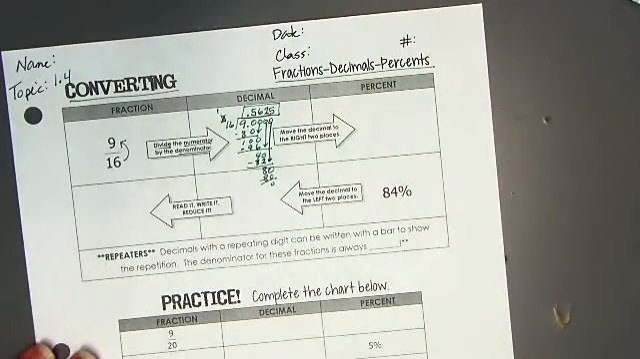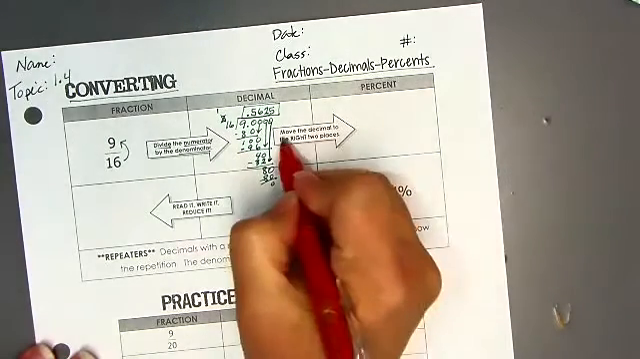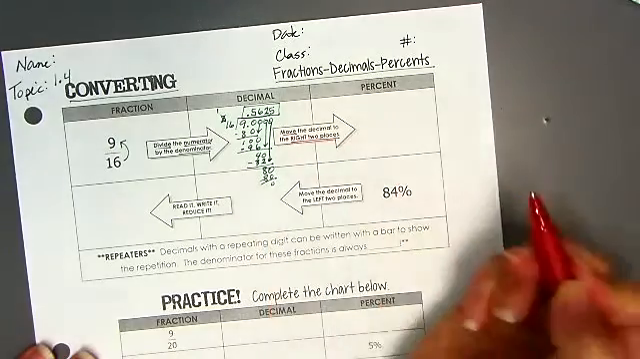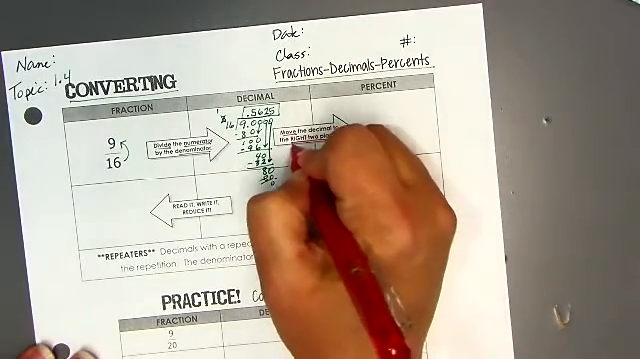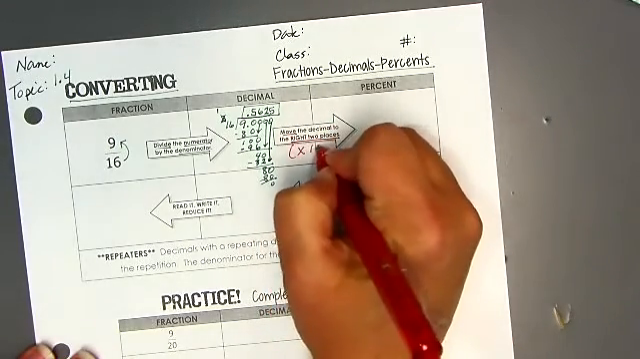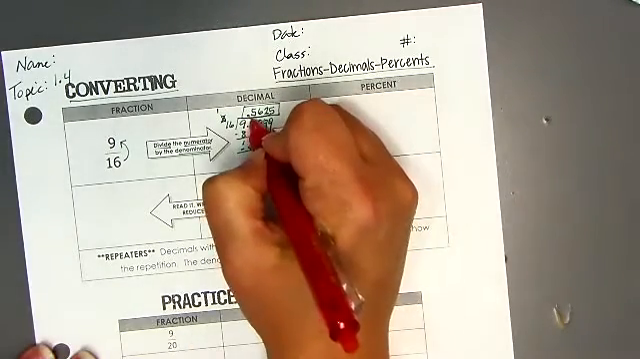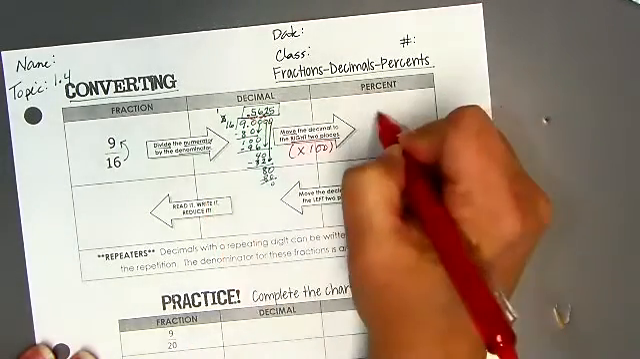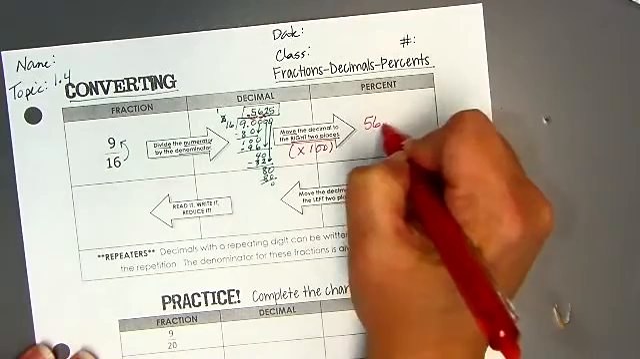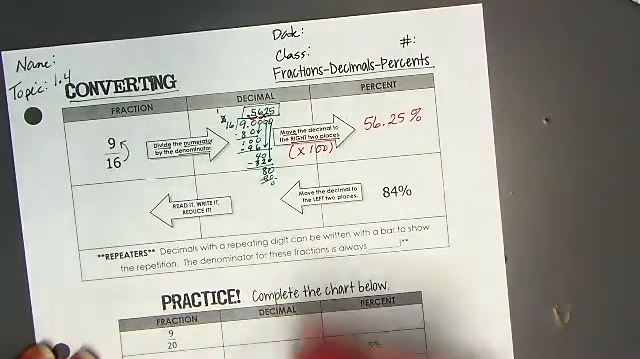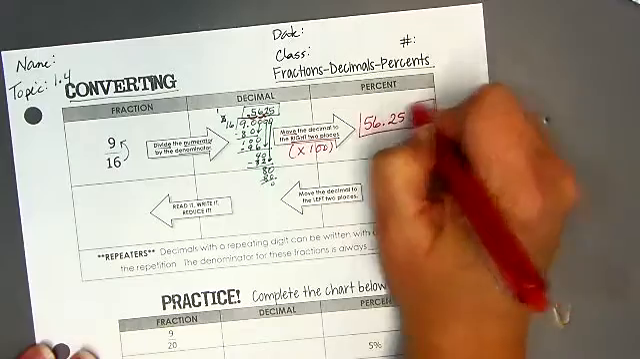Now, in order to change this to a percent, you can either move the decimal 2 places to the right, or you can think of it as, I'm going to multiply by 100. Either way, that decimal is moving. So we end up with 56.25%. And this is the percent answer.